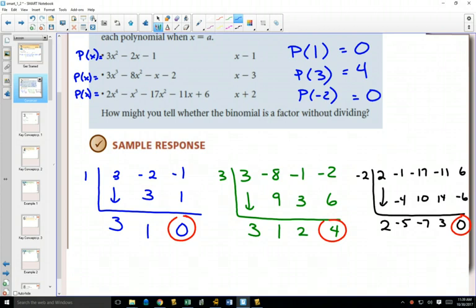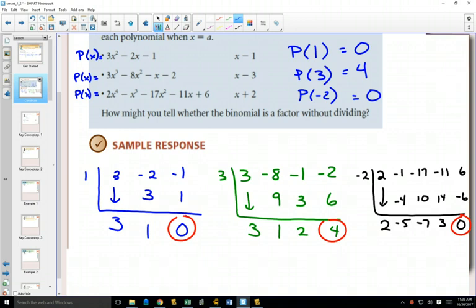Now, sometimes, if the question says, what's the remainder? Sometimes it might be quicker to plug in a value. I think that's the case in the first one. Plugging in 1 into here is really easy to do. I just have 3 minus 2 minus 1. The mental math is relatively easy.